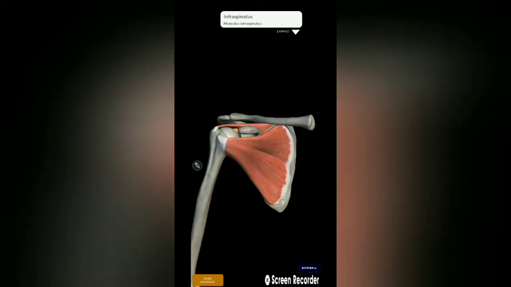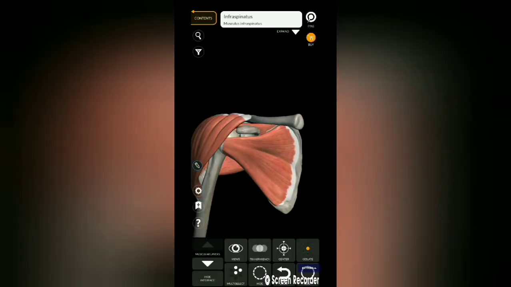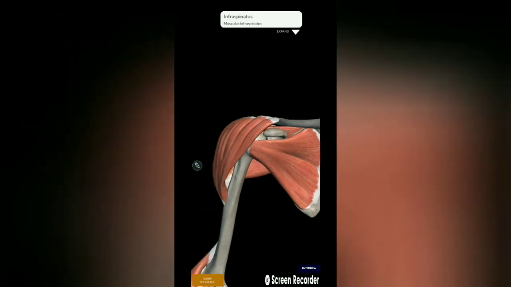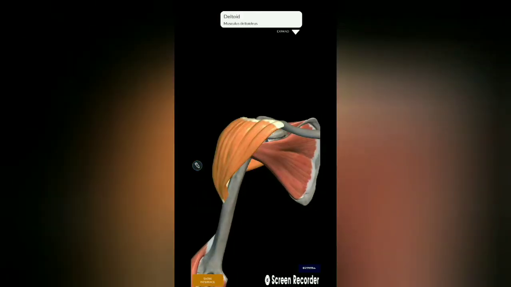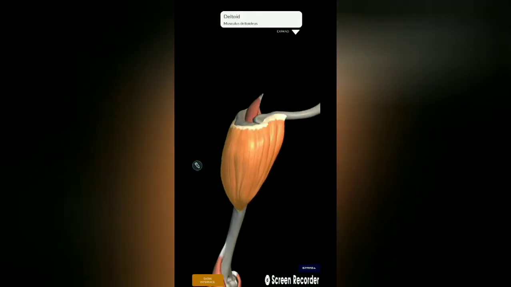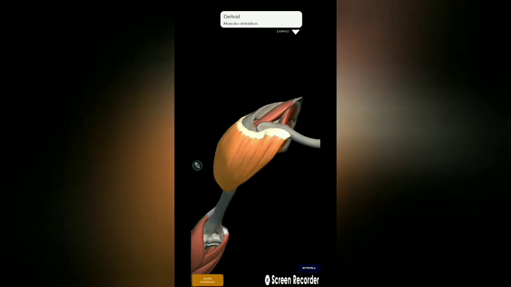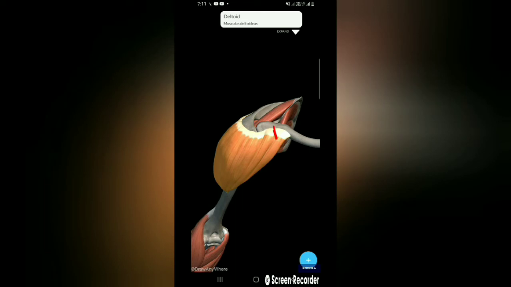Now coming to the deltoid muscle. This one is the deltoid muscle, which has three heads of origin. One is the clavicular head. So this one is the clavicular head. Second one is the acromial head, and third one is the spinous head.